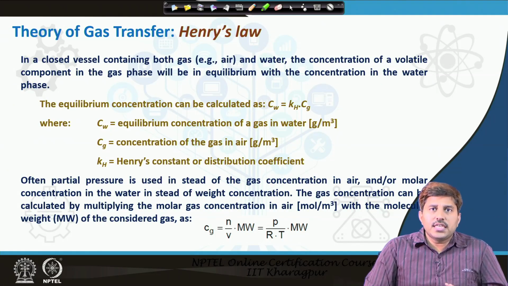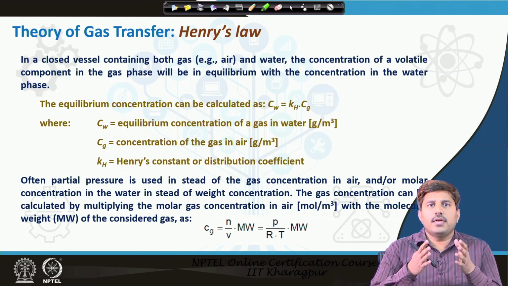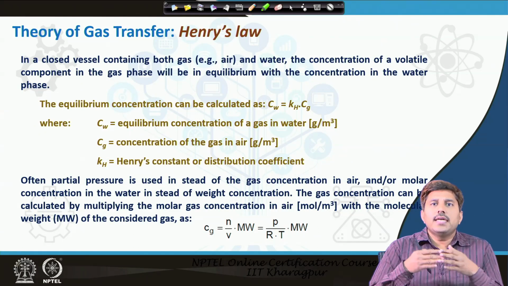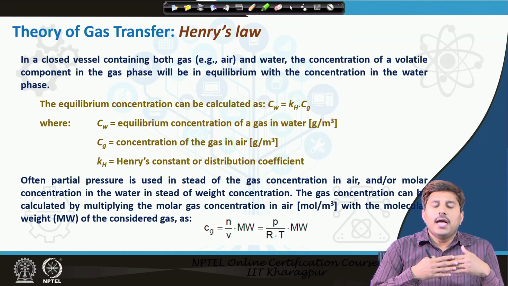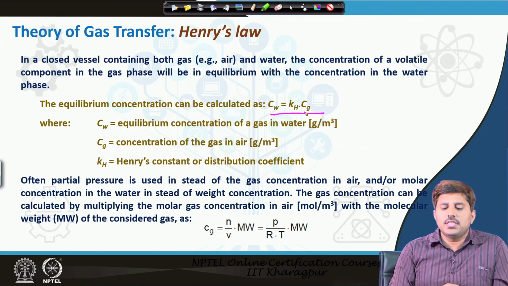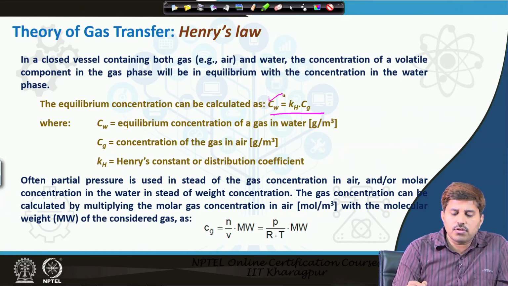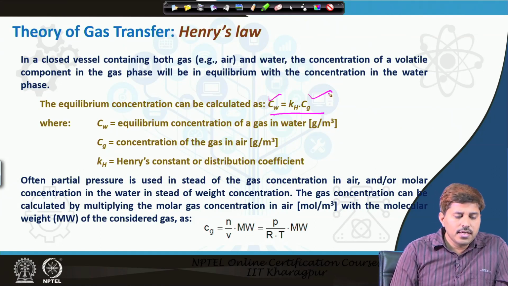How the gas is transferred, it basically follows Henry's law. Okay. So, in a closed vessel containing both gas and water, whatever we are talking about, either we have air-water or gas-water, the concentration of a volatile component in the gas phase will be in equilibrium with the concentration in the water phase. Okay. And that equilibrium is given by Cw = Kh times Cg, where Cw is the concentration in water and Cg is the concentration in the gas, okay, or in the air.